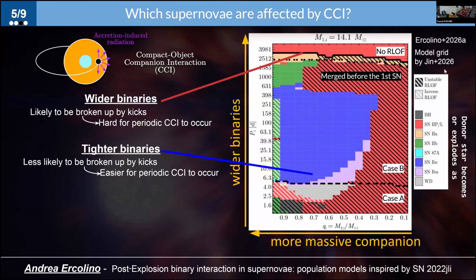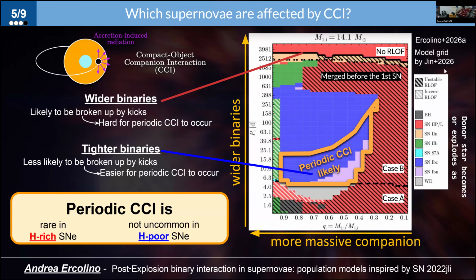But as you move tighter, you strip the supernova progenitor more and more because of mass transfer, and eventually you produce stripped envelope supernovae. At the same time, the orbit at the very end is very tight, which makes it harder for kicks to unbind the orbit, and therefore it makes it more likely that you may give rise to this sort of interaction process.